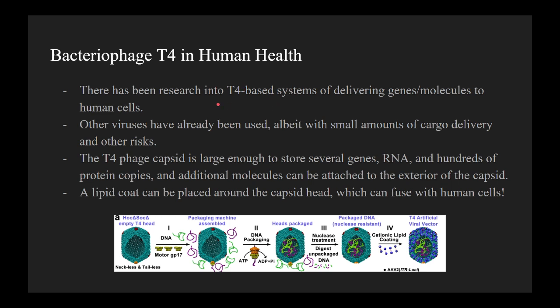So there's been research into T4-based systems of delivering therapeutic genes or molecules to human cells. So viral, it's called AAV, artificial viral vector. If you can, look into this if you're curious. This has already been used for a lot of things, including the COVID vaccine, right?